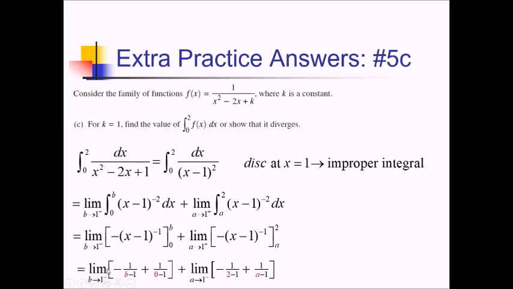So what happens if b actually approaches 1? Well, I end up dividing by 0 here. And also, if a approaches 1, I end up dividing by 0 here. But really, just one of these divisions by zero is enough to make me dead in the water here.